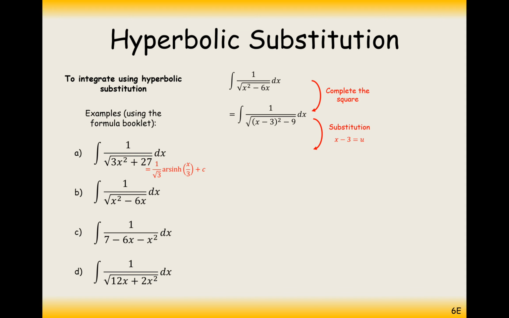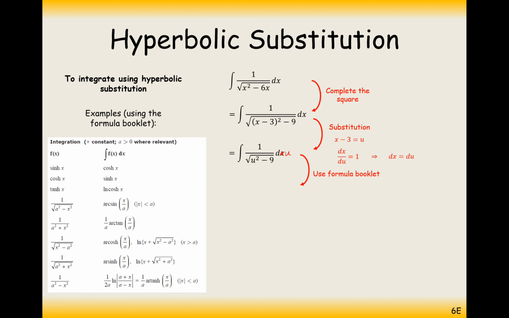And what will dx have to be substituted with? Well, actually, when you do the differentiation on the substitution, dx is equal to du. If you had any limits, you'd have to reduce all of your limits by 3. But there's no need to change the letter here. In fact, I could just scribble that x out and put a u next to it. So it's going to be 1 over u squared minus 9. And now we can use the formula booklet. So let's go to that formula booklet.